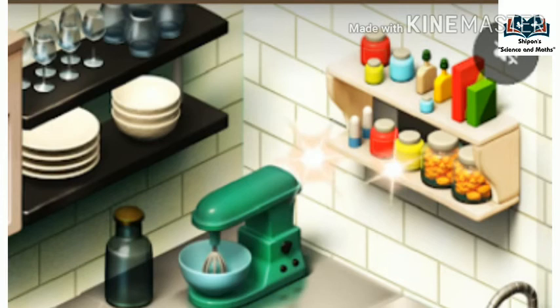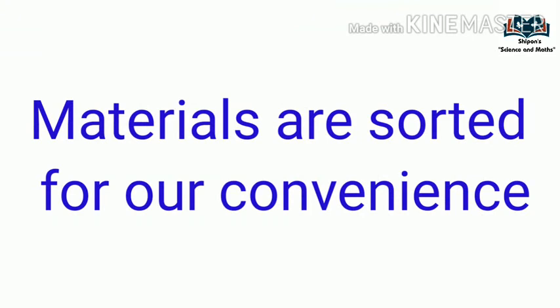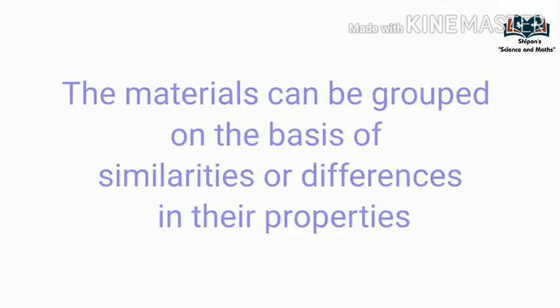Now students, you know why materials have to be sorted. And materials differ in their appearance and the way they mix in water or other liquids. They may float or sink in water or may be transparent, opaque or translucent. Materials can be grouped on the basis of similarities or differences in their properties.